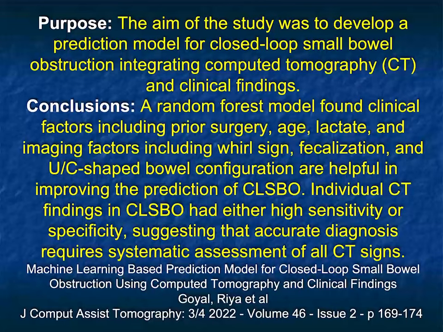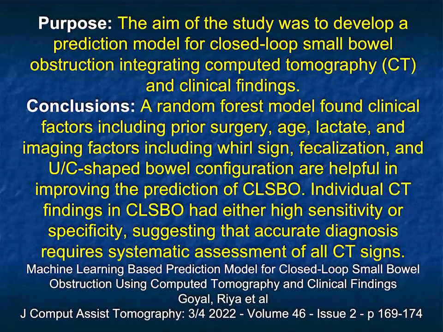Now, one thing that always comes up, and I at least give a couple slides in almost every talk these days, I've given you a lot of possibilities of small bowel obstruction. Can we use AI to be more specific? Can AI be used to look at the clinical history, the physical exam, and the imaging studies and be specific to what's going on? There was this machine learning-based prediction model for closed-loop bowel obstruction.